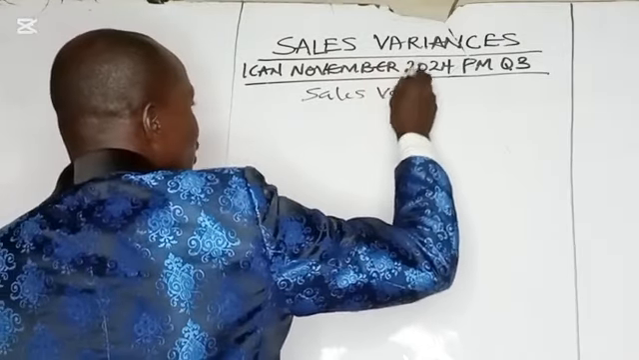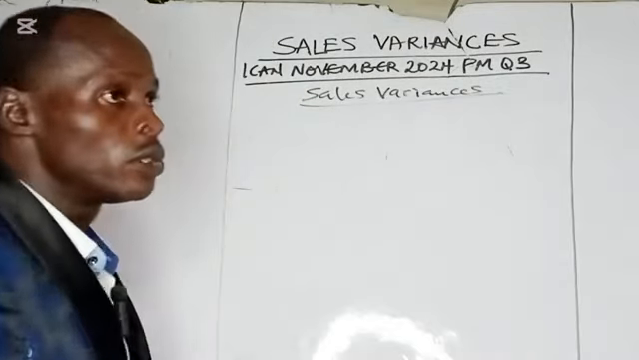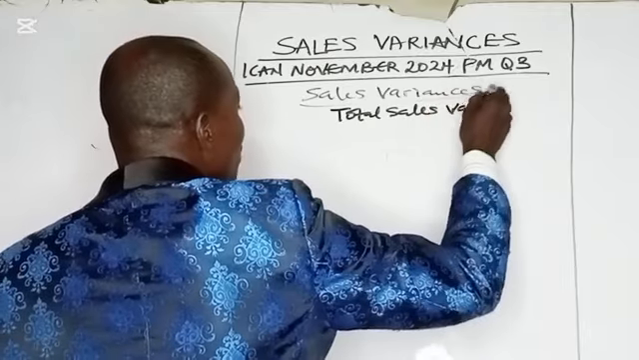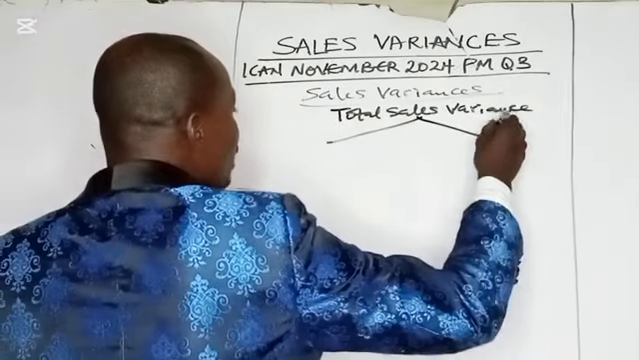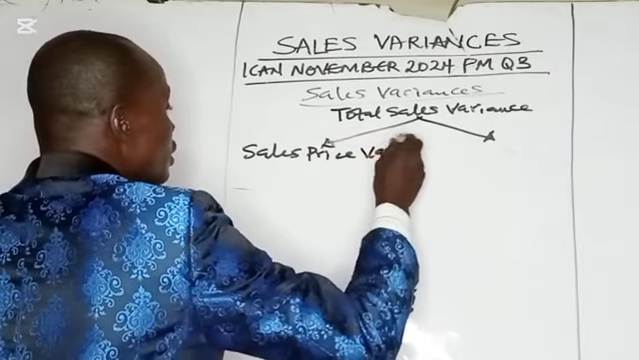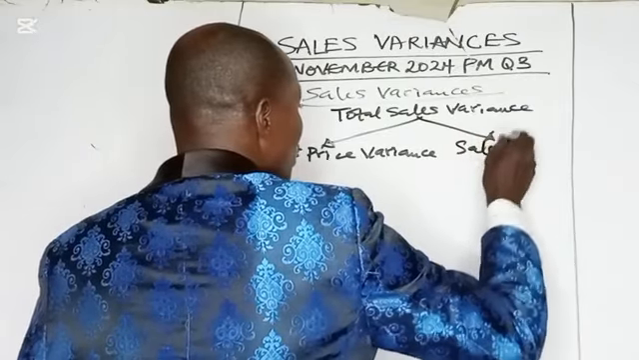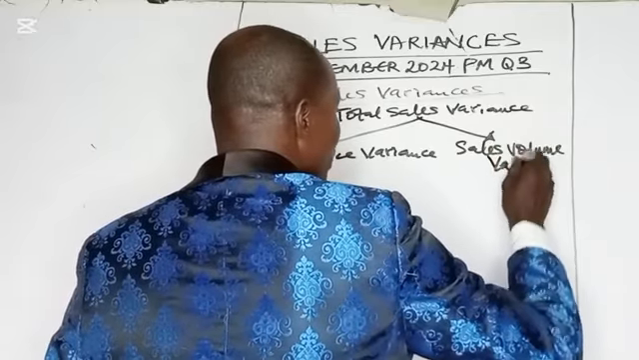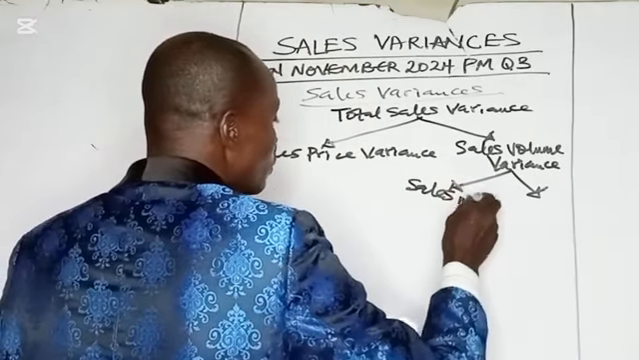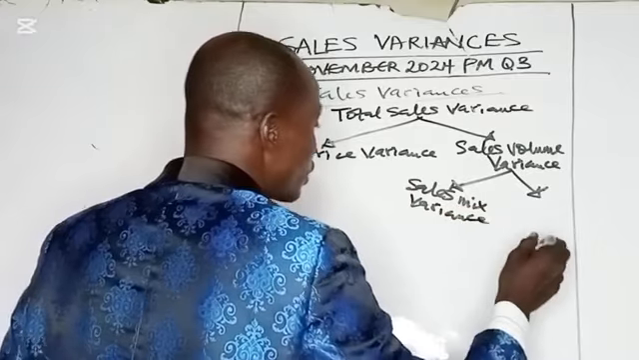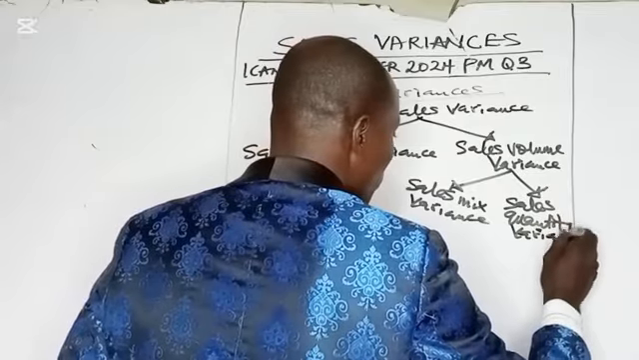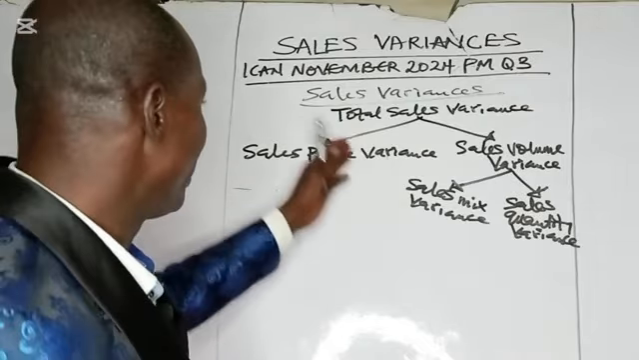Sales variances, or revenue variance. Total sales variance can be divided into two: sales price variance and sales volume variance. The sales volume variance will be divided into two: sales mix variance and sales quantity variance. So each of these will be examined one after the other.